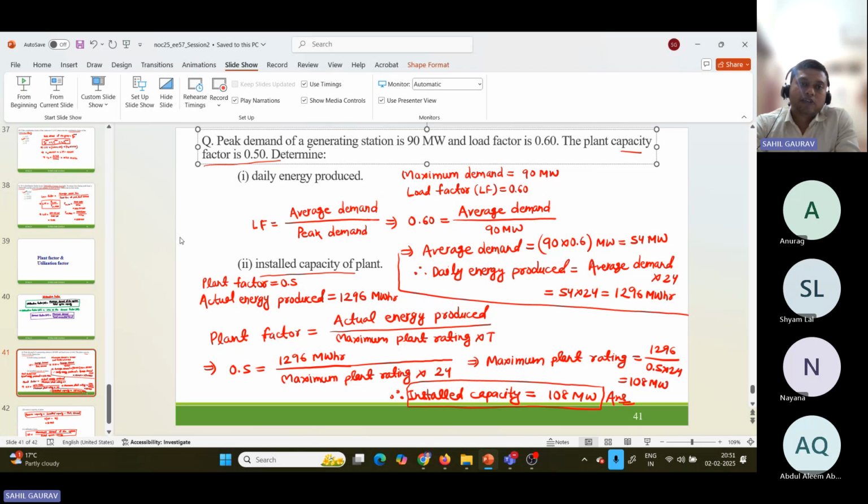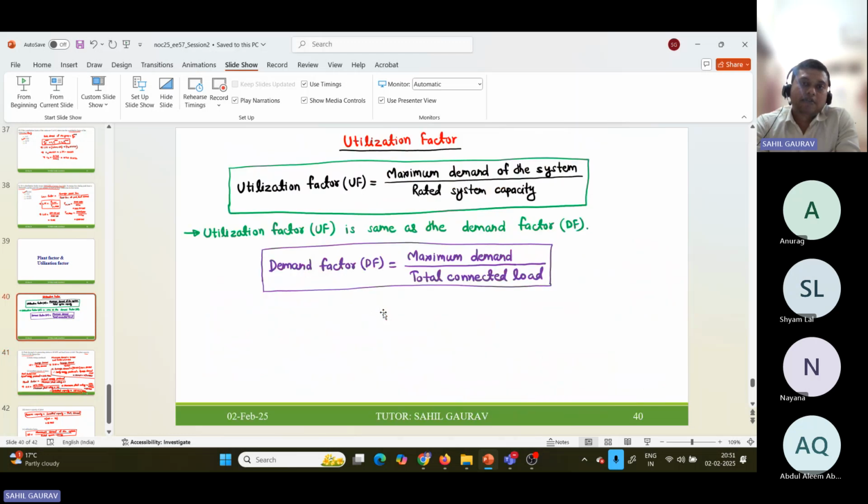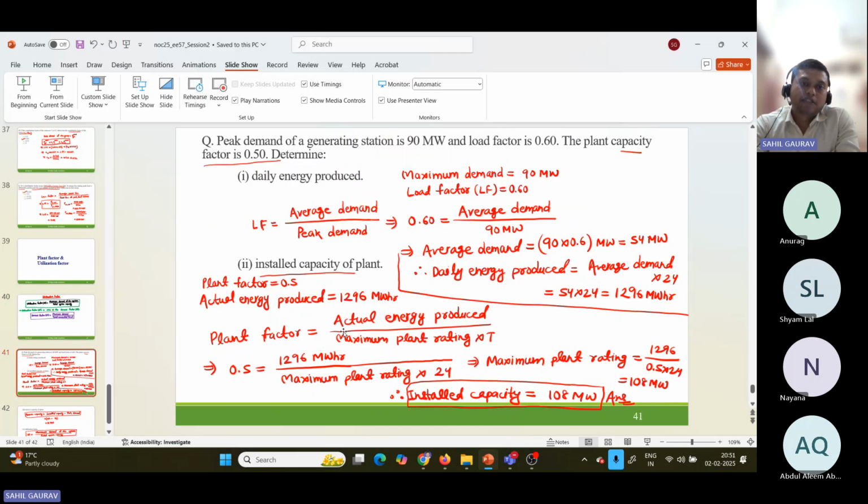Now we have to find the installed capacity. We know that in plant factor the maximum plant rating comes. Maximum plant rating is nothing but the installed capacity. So we have to find the maximum plant rating. How can we find this? Plant factor is actual energy produced upon maximum plant rating into T. The energy produced by the plant is 1296 megawatt hour. So maximum plant rating we can find with this plant factor.